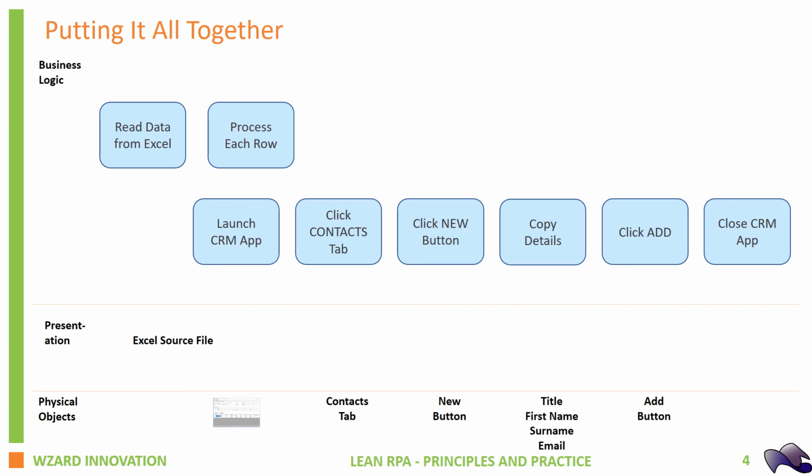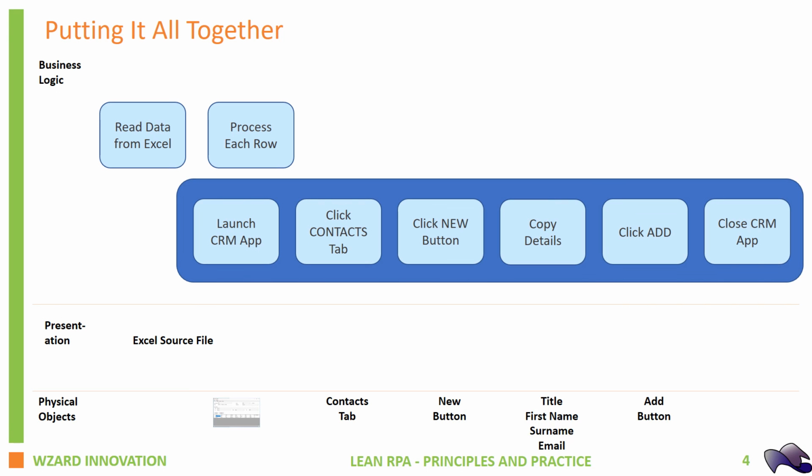Putting it all together as we've seen with other software, we have our physical objects, which we recorded as we went through the recording process and didn't have to go through that as a separate step. We have a simpler presentation layer, this time using an Excel source file, but that source file gives us the business logic of reading the data from Excel and processing each row. And then we have a separate module which now does the functionality of launching the CRM, clicking the Contacts tab, clicking the New button, copying the details and clicking add and closing the CRM.